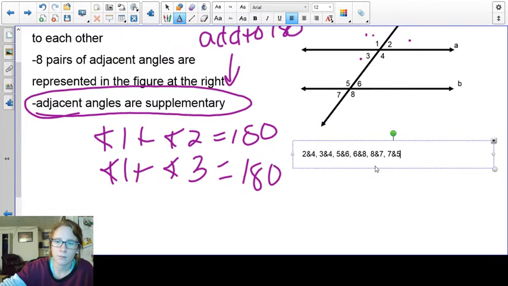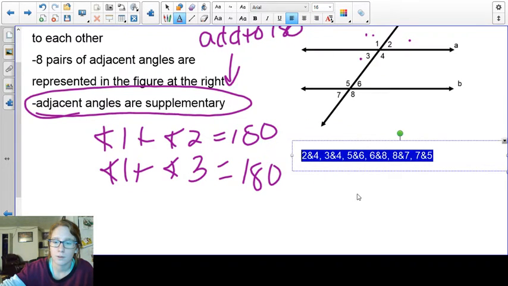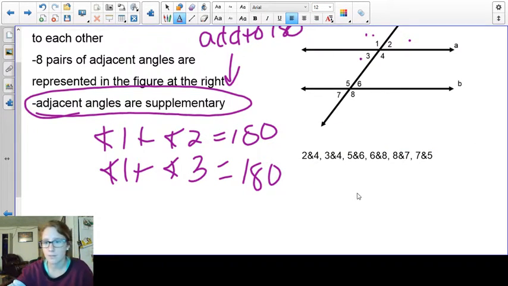There are all of your pairs of adjacent angles. 2 and 4, 3 and 4, 5 and 6, 6 and 8, 8 and 7, 7 and 5.